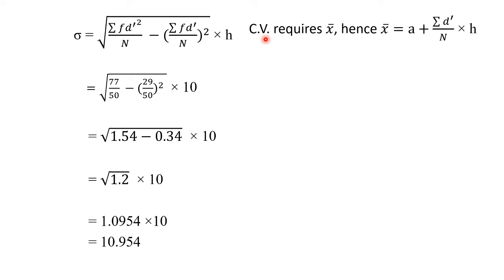We have to calculate CV, and CV requires arithmetic mean, that is x bar. Hence x bar is equal to a plus summation of f into d dash divided by n into h.